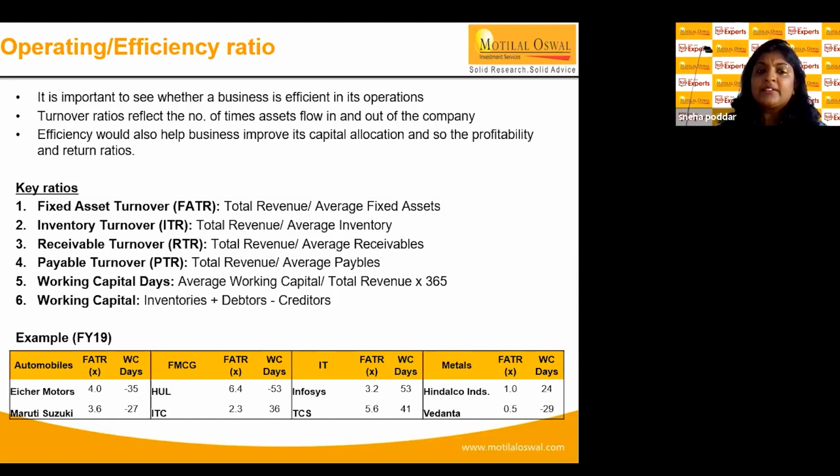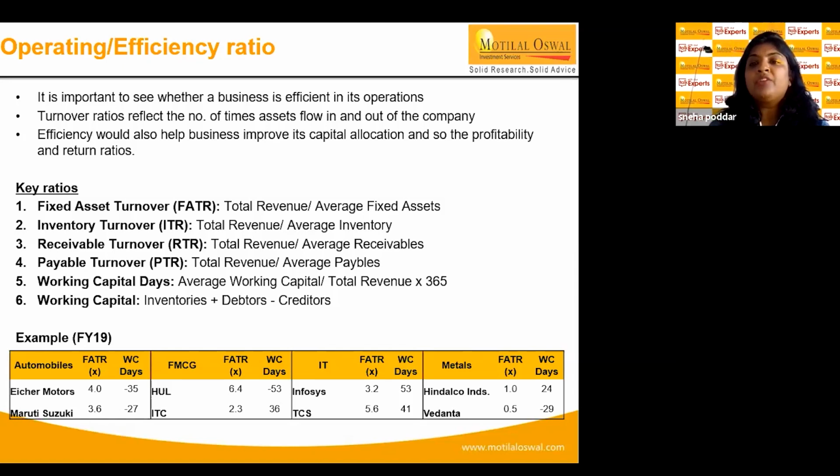Another way of looking at it is working capital days. Working capital days is nothing but average working capital by total revenue into 365 days. So this will tell you the number of days, whether the company is able to turn around the money that gets blocked in the working capital within say 30 days, 60 days, 90 days, how long the company takes to generate cash from the working cycle.